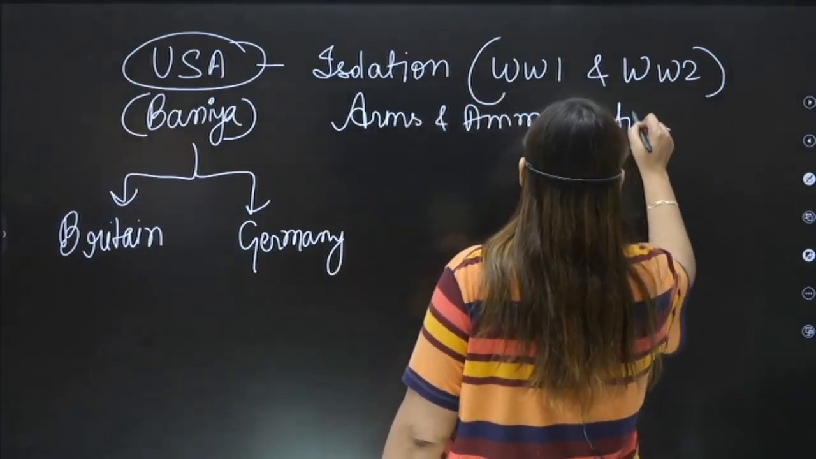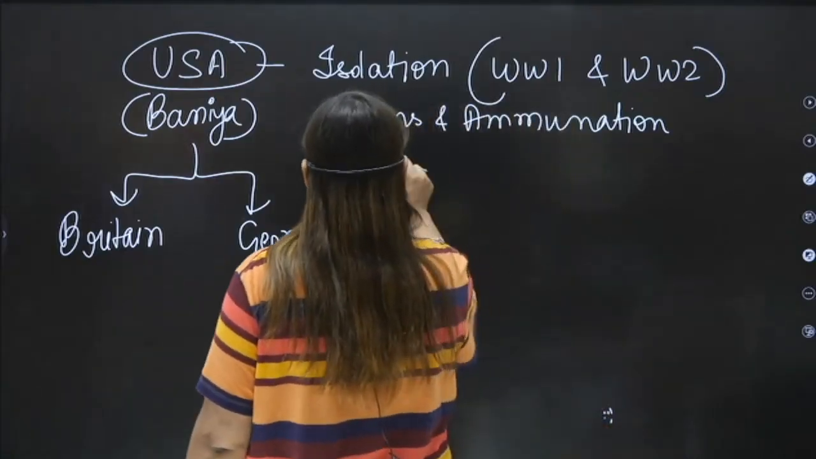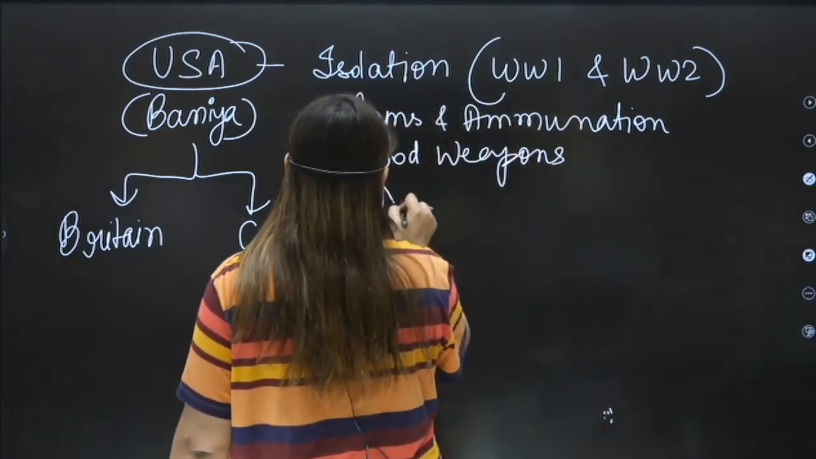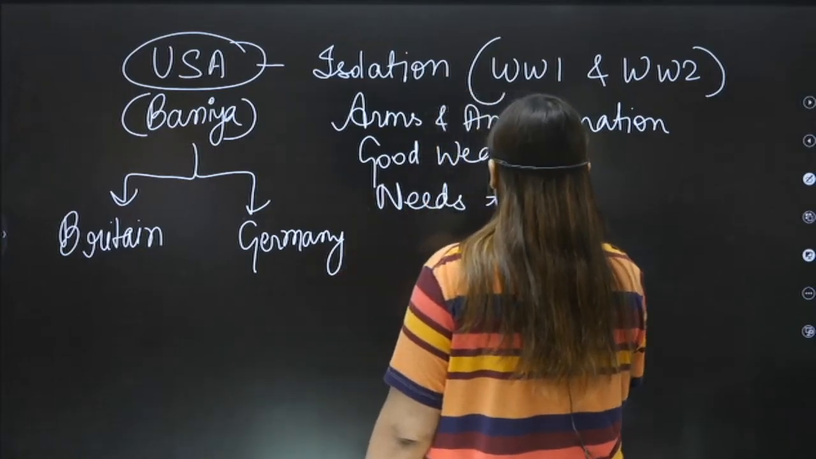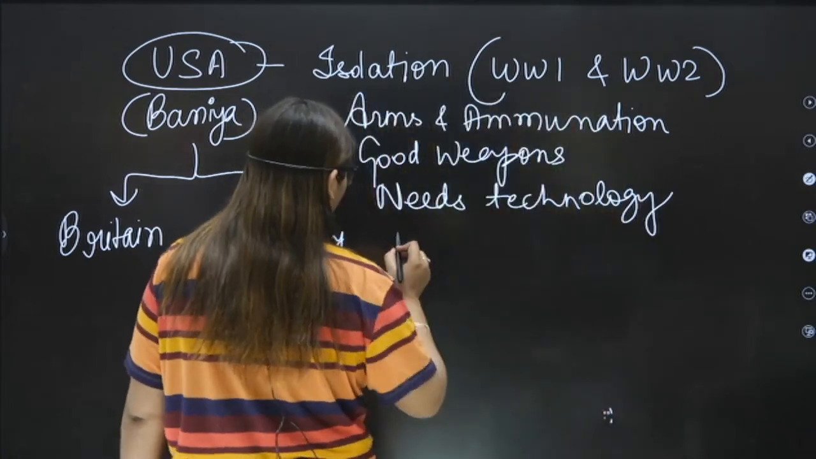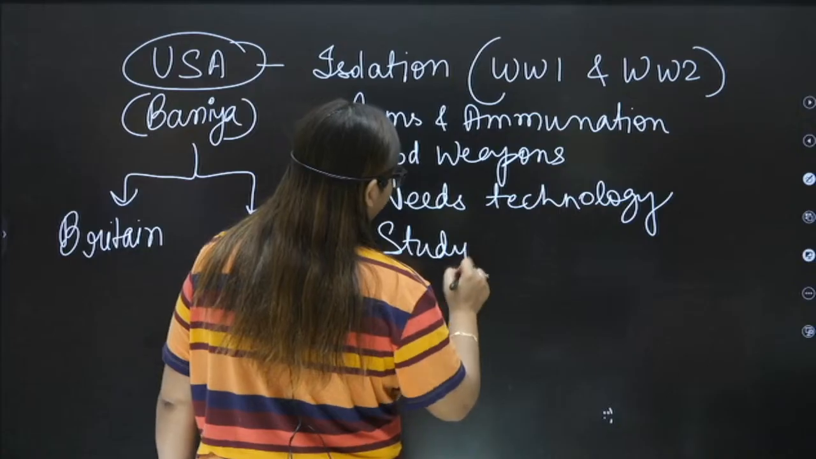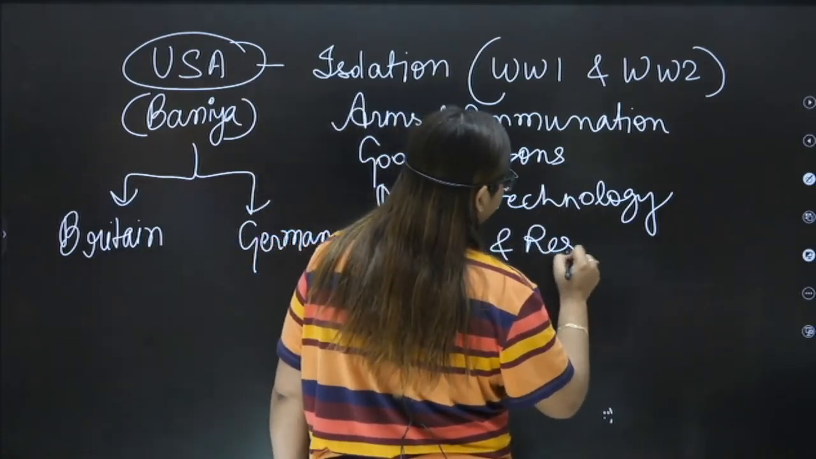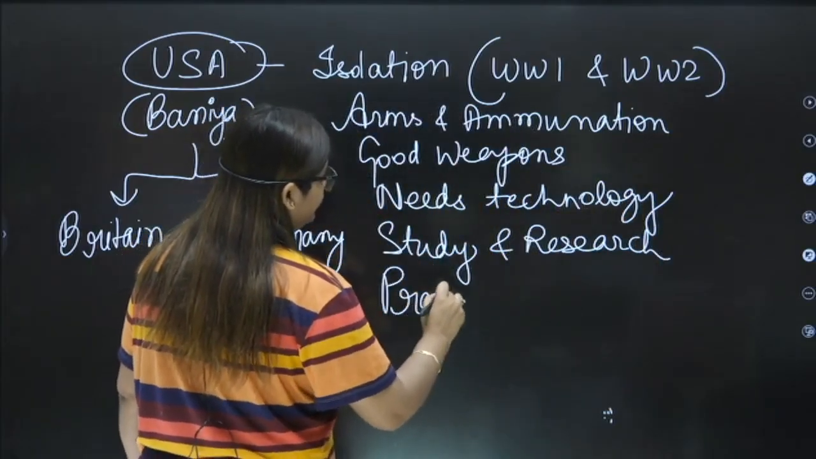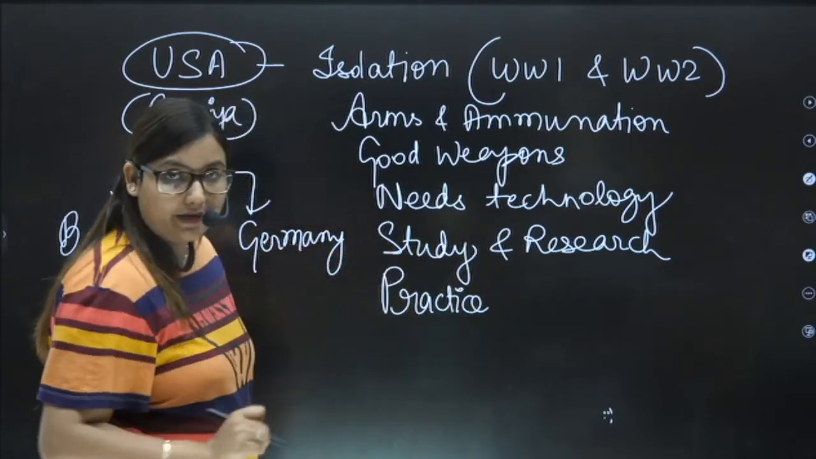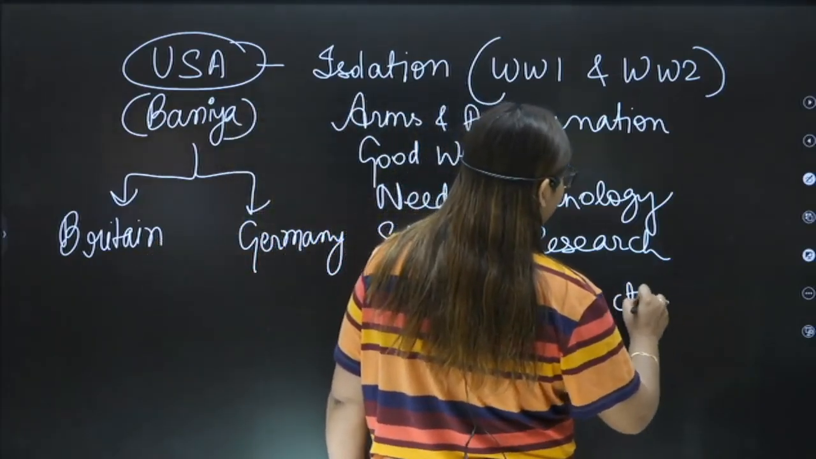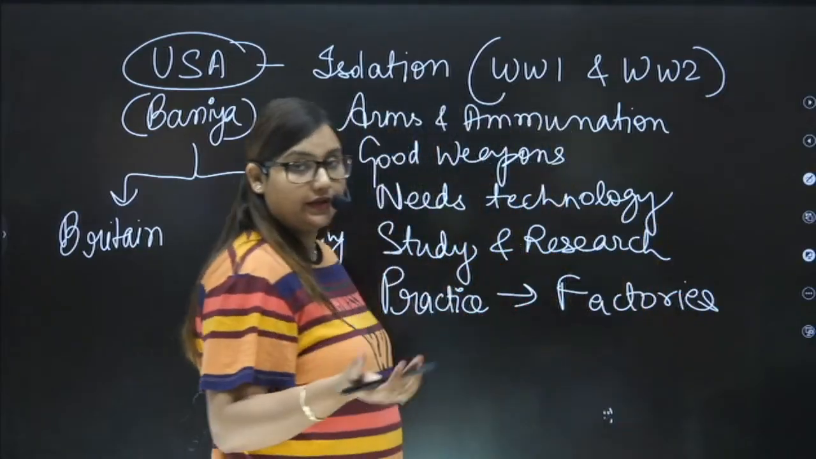You need good weapons. And to make good weapons, we all know that it needs technology. So, for the technical development, study and research is needed. With the research, a lot of practice is needed. After the practice, we need to apply it in factories to make the guns and so many other things.